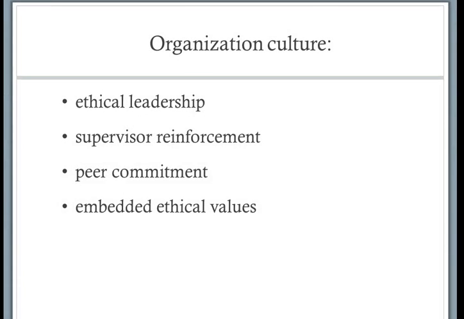Organization culture. This is also a really huge part of ethics in the workplace, and that is that your leadership is ethical. We talk about trickle-down economics. Well, there's trickle-down ethical beliefs as well. If the people in charge are ethical people, then it's quite likely that the entire company or organization is going to have ethical principles. If your supervisor reinforces those principles, if your colleagues are committed to them, if those principles and values are embedded in the culture, then it's going to be very easy to be ethical.